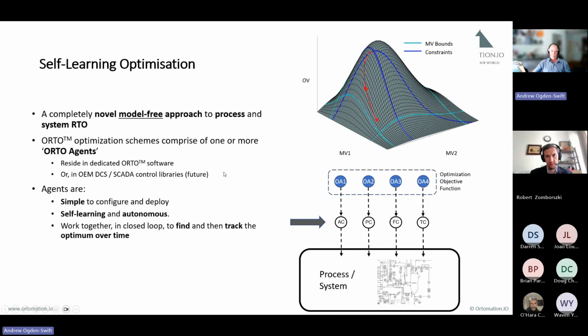And the agent's been built to be simple to configure and deploy. They're self-learning and autonomous, and they work together in closed loop through the optimization objective function and the statistical methods to then find the optimum. And then as the shape of this hill changes with feedstock quality or equipment efficiency, it'll then track it over time as it makes adjustments. It'll just see that the shape of this hill has changed.